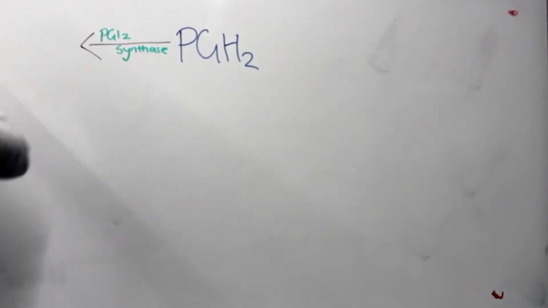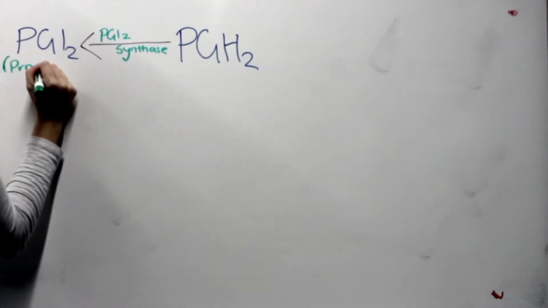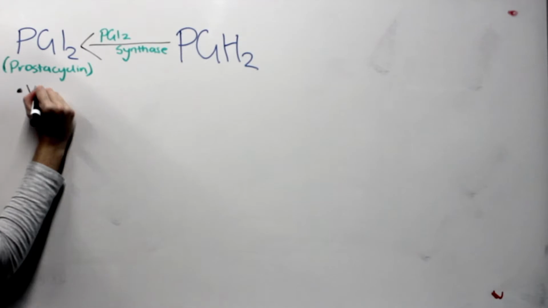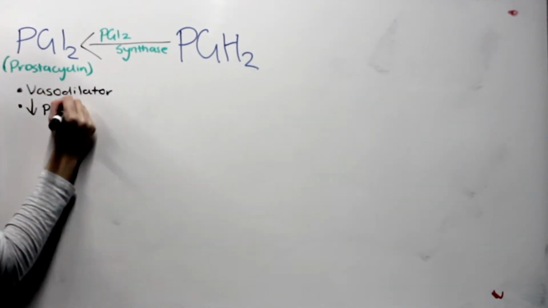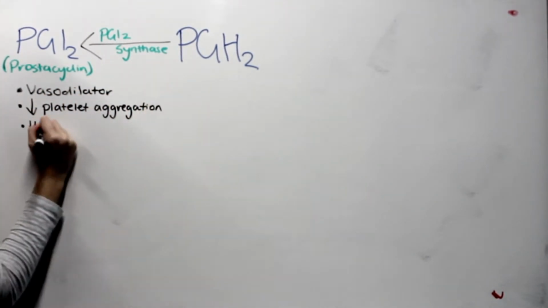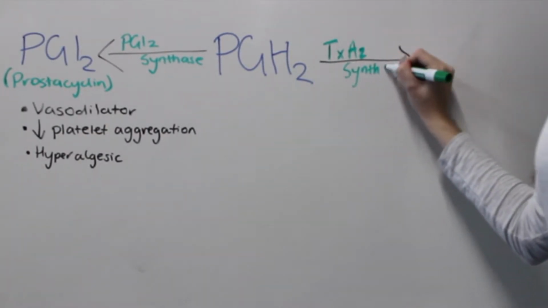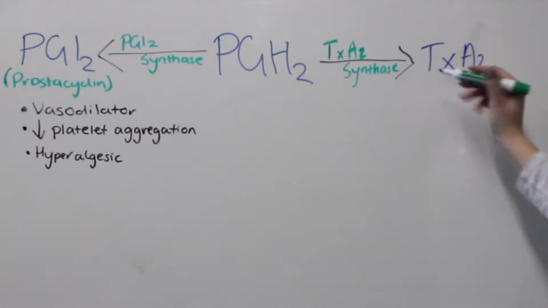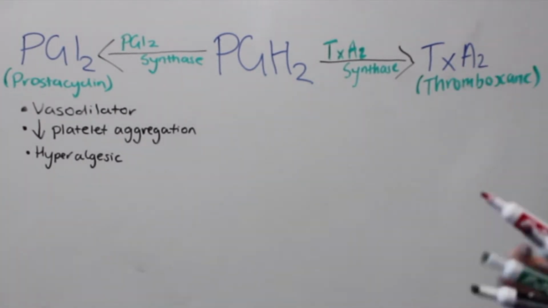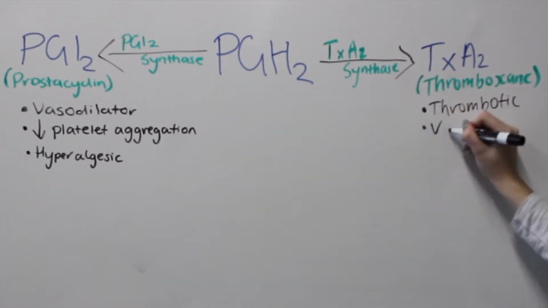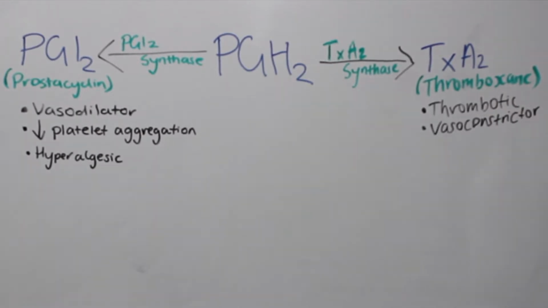Here we can see that PGH2 is converted into prostacyclin, also known as PGI2. Prostacyclin is a vasodilator, it decreases platelet aggregation, and it's hyperalgesic, meaning it increases sensitivity to pain. PGH2 is also converted into thromboxane. Thromboxane is thrombotic, meaning it helps clot the blood. It's also a vasoconstrictor.